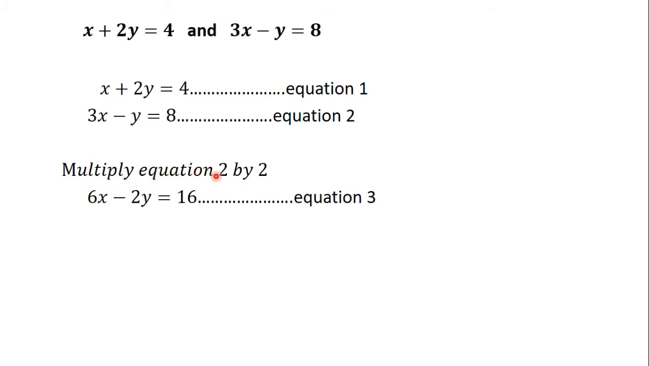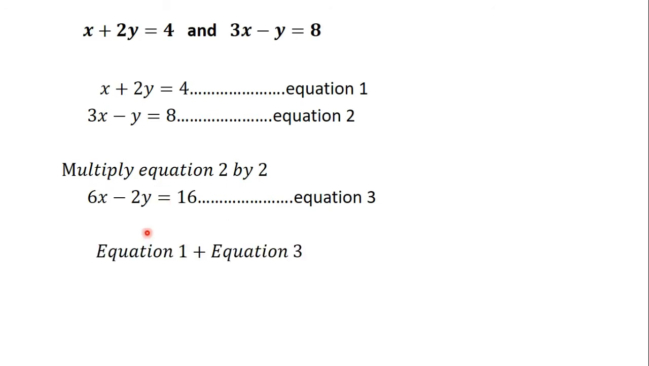So that's what I'm going to do. I'm going to multiply equation 2 by 2. In doing that, I'll have 2 times 3x, which will give me 6x. 2 times y here, which will give me 2y, but because we have the negative, the negative is there. Then 2 times 8, which will give me 16. So I now have the coefficient of y to be 2. So with this new equation and equation 1, I can eliminate y.